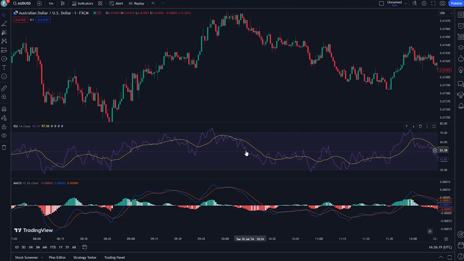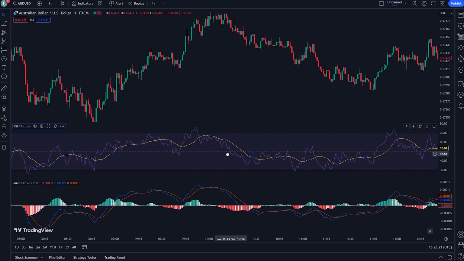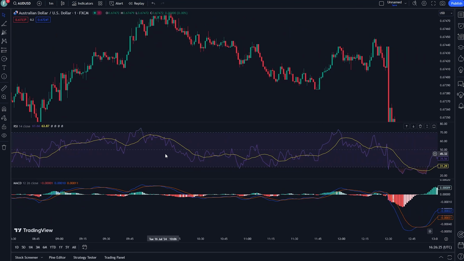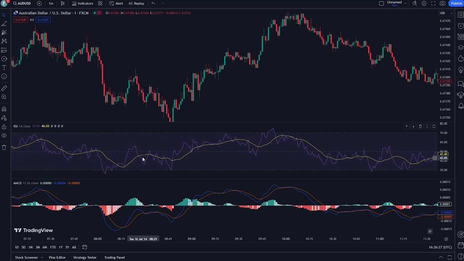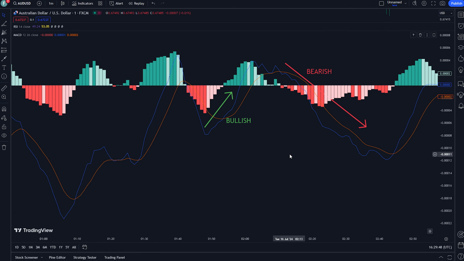Momentum indicators. These are the types of indicators that measure the direction and the strength of a trend. So they are most effective when used in trending markets. Some of the most notable momentum indicators are MACD. An upward crossover indicates a bullish trend, while a downward crossover indicates a bearish trend.